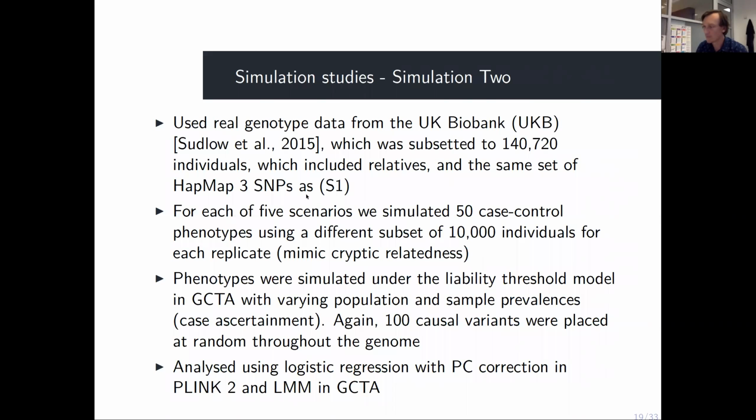And in these 5 scenarios, I varied the properties of the liability threshold model, and we can do that in GCTA. I varied the population and sample prevalence to mimic different levels of case ascertainment and different levels of how rare the disease is. And again, I had 100 causal variants. So I used the logistic regression and the PC correction in Plink 2 and the linear mixed model in GCTA to analyze the data.